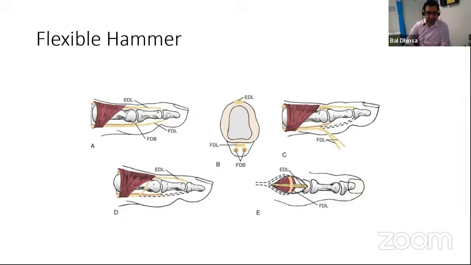So this is just a demonstration of the Girdlestone-Taylor type procedure. And you can see here where you detach the FDL from the distal phalanx and you bring it up over the intermediate phalanx. You can bring it up over the proximal phalanx as well, and you stitch it together. They often say if you're going to do it over the proximal phalanx, it should be over the extensor hood as well.